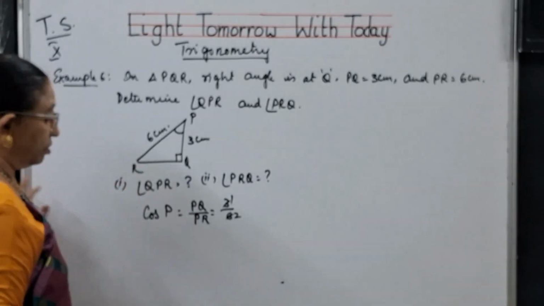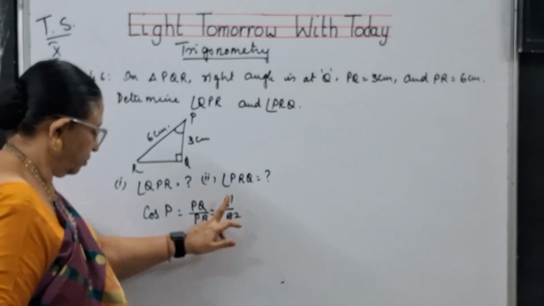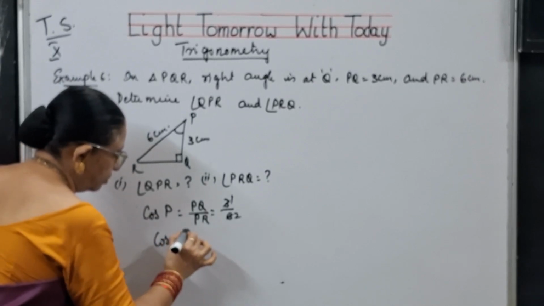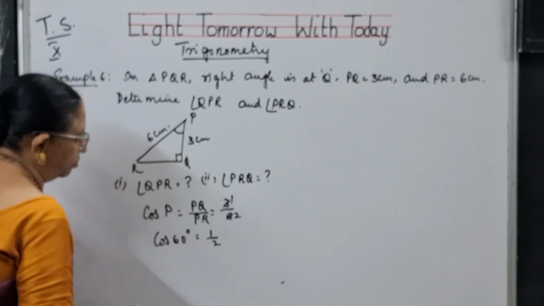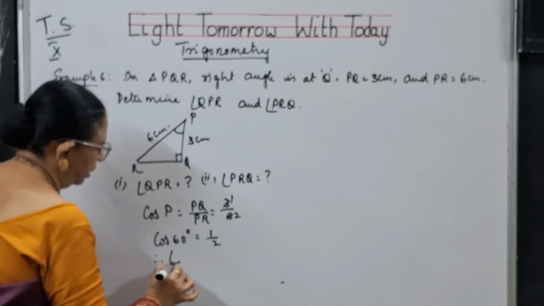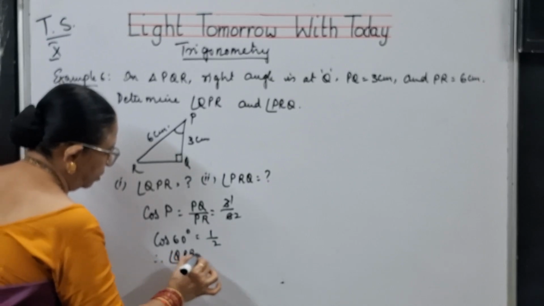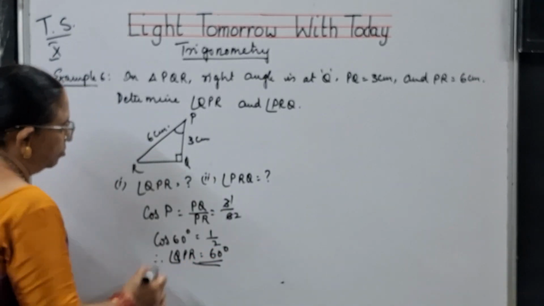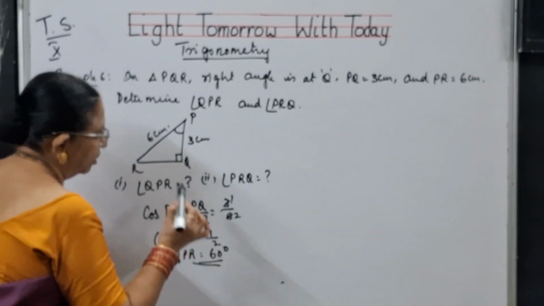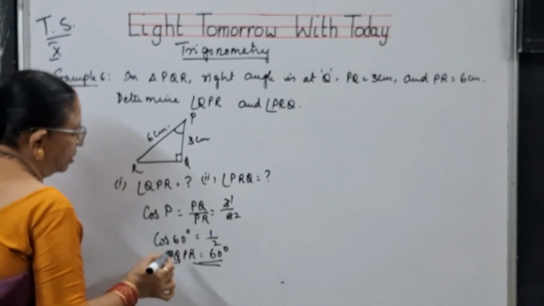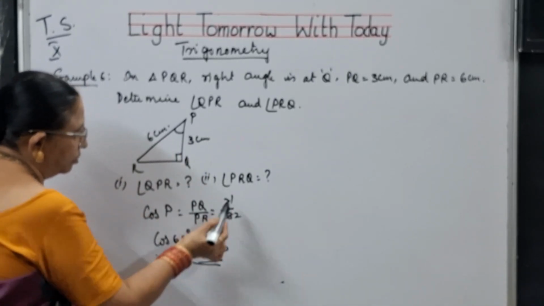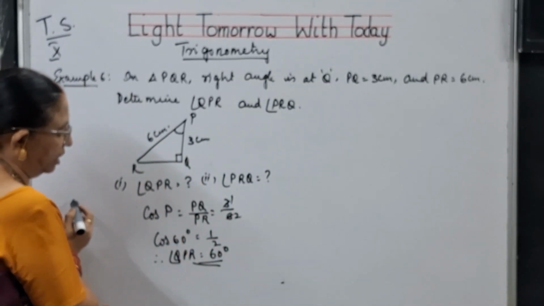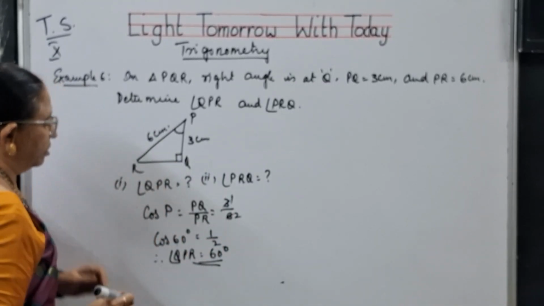So, cos P is 1 by 2 means cos 60 degrees is equal to 1 by 2. Therefore, angle QPR is equal to 60 degrees. I hope I am clear, children. Because cos 60 degrees is 1 by 2. Here 60 degrees means you are getting 1 by 2. So you have got the value 1 by 2 means this should be 60 degrees. So angle QPR is 60 degrees.